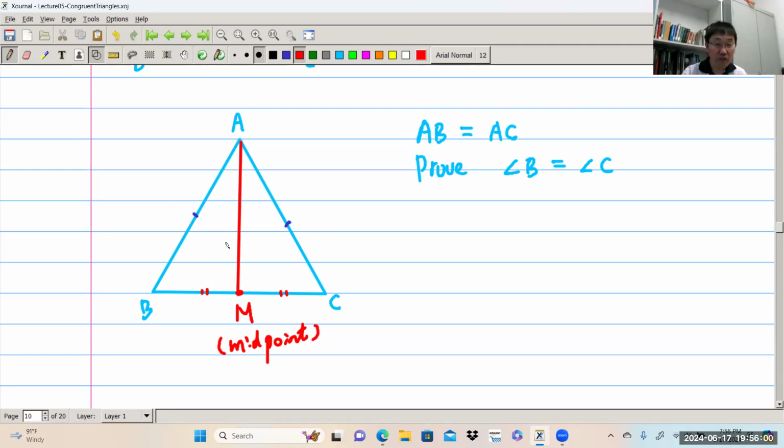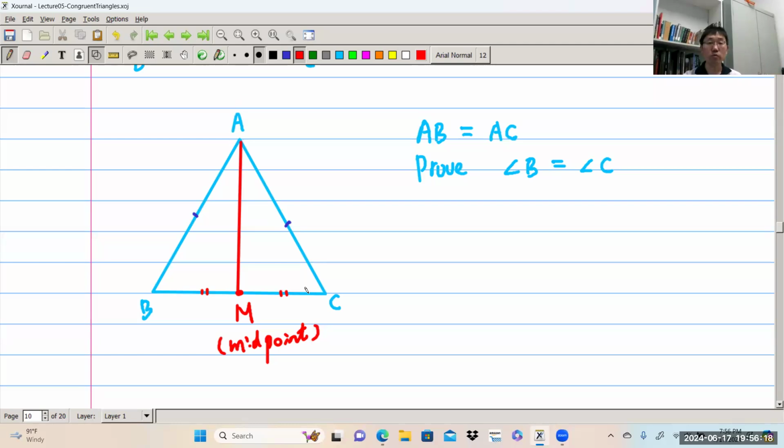AC. So if they are congruent, then angle B is corresponding to angle C. Then you can prove angle B is congruent to angle C. You can prove the problem. Do you agree? Because if these two triangles are congruent, you can claim angle B is congruent to angle C if they are corresponding angles, right? So that's a good approach.